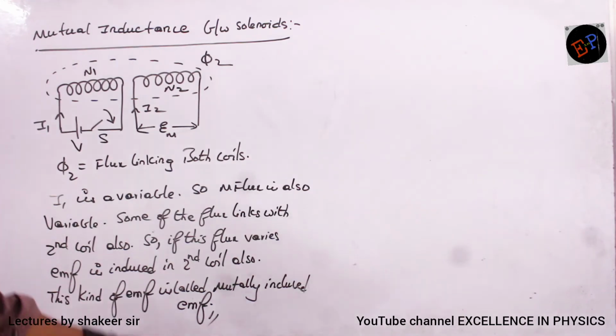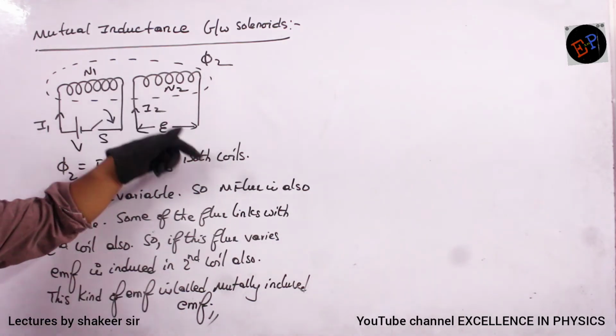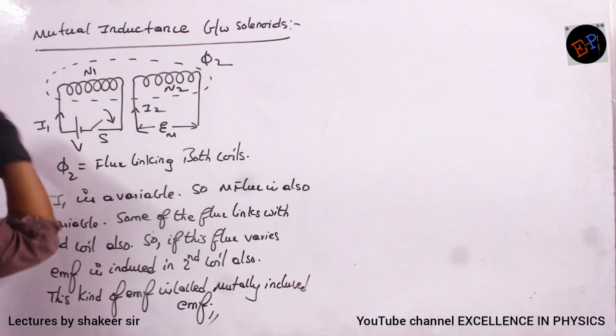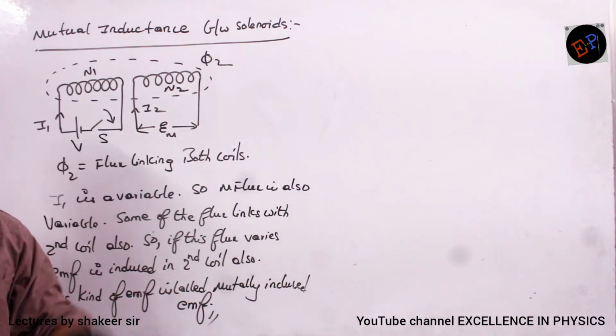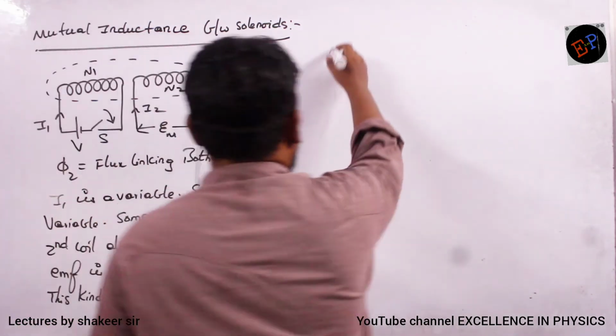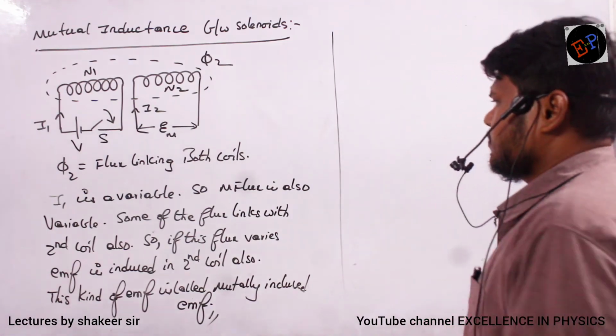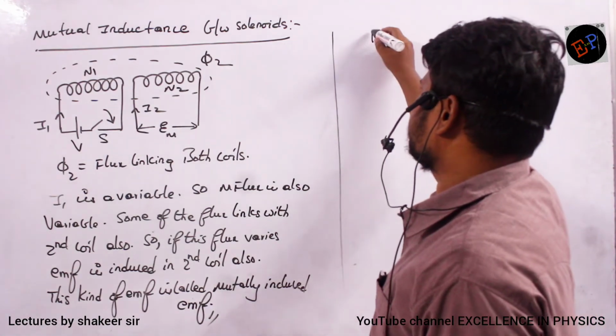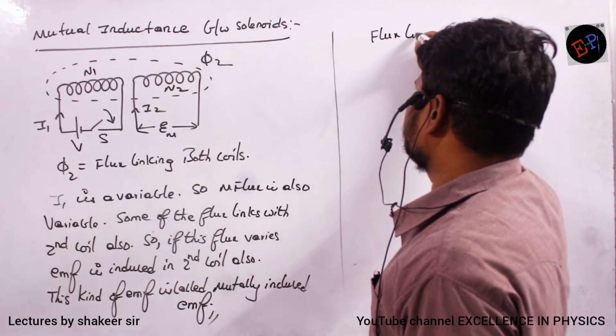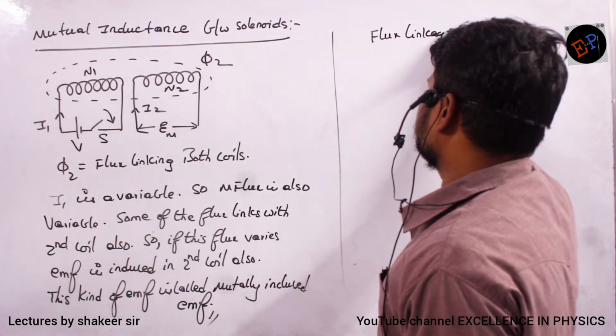Understood, no? Now here the EMF is not because of current present in the same coil. It is because of current present in another coil. So that is why it is called mutually induced EMF. Okay, ma? Now see here. So how much is the flux linkage here, can you say? Flux linkage in the second coil is how much?